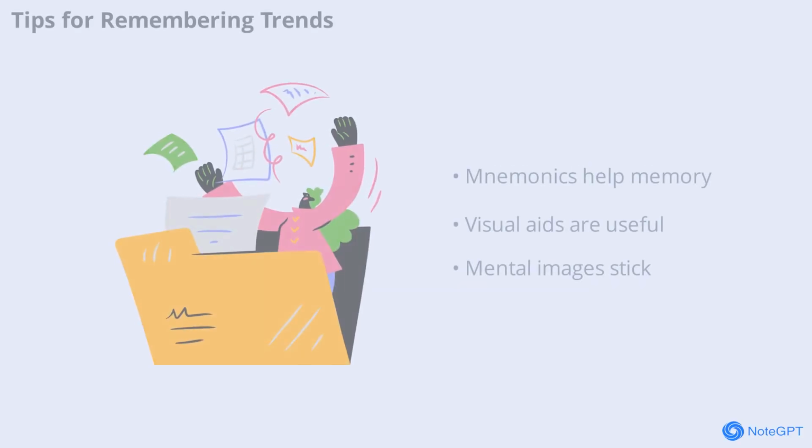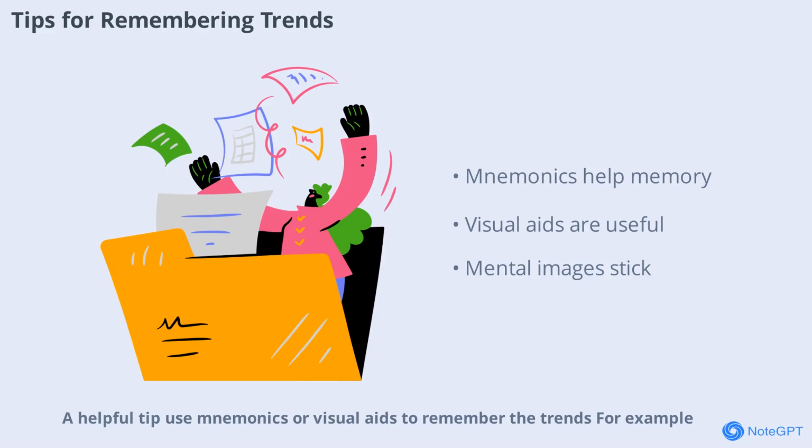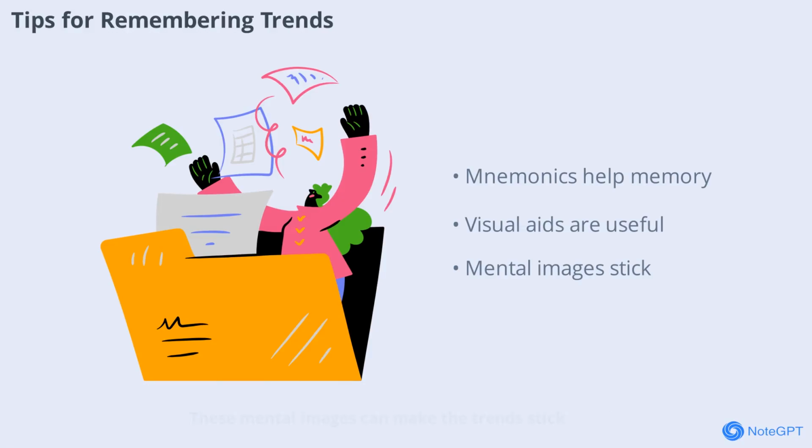A helpful tip: use mnemonics or visual aids to remember the trends. For example, think of atomic size as balloons getting bigger down the table and ionization energy as a mountain that gets steeper to the right. These mental images can make the trends stick.